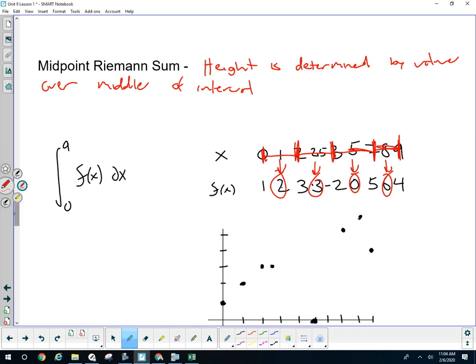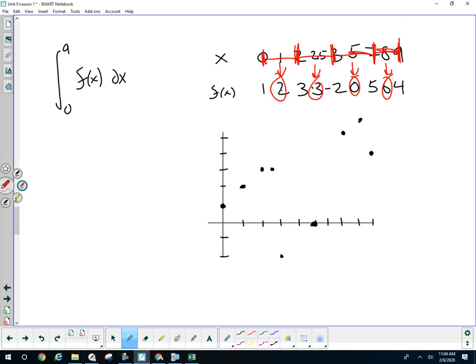Okay, so to draw those, from 0 to 2 using the height of 2. That's 4. From 2 to 3, I'm going to use the height over 2.5. Just so happens to also be 3. That's cool. From 3 to 7, my height is 0.